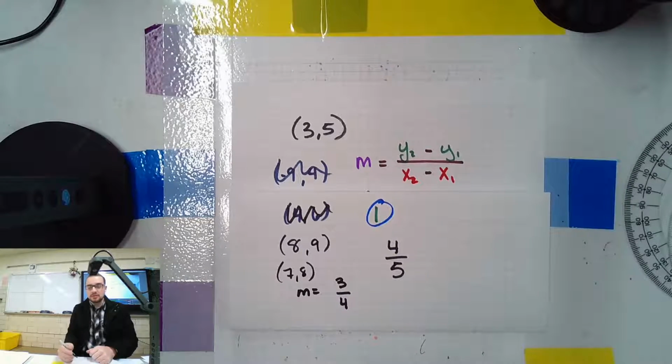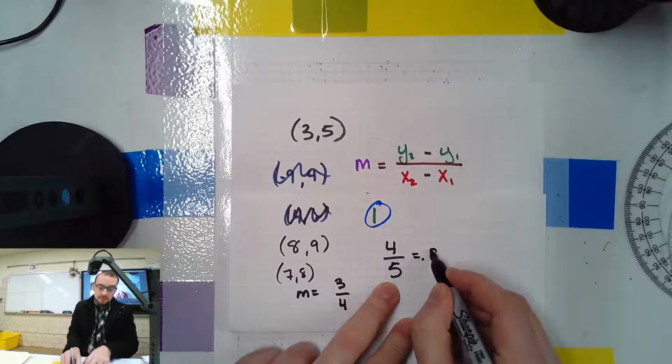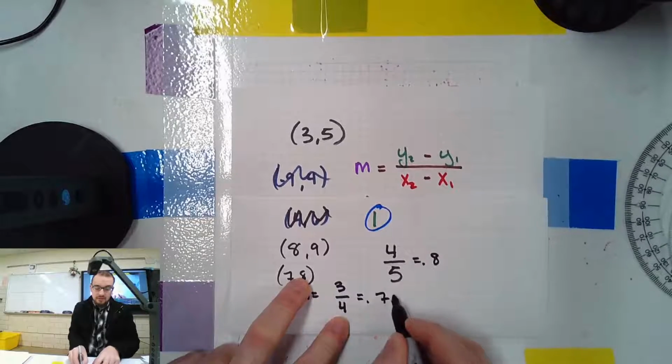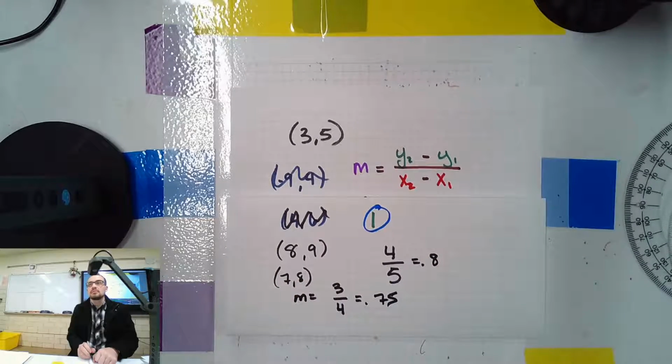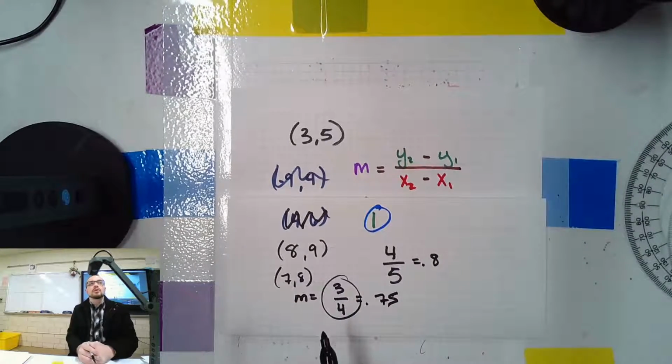Maybe it'd be easier to think of in decimals. What's 1 divided by 5? 0.2. So this is 0.8, and this is 0.75. And by about, I mean exactly. So, new winner: 3/4. Can you do better?